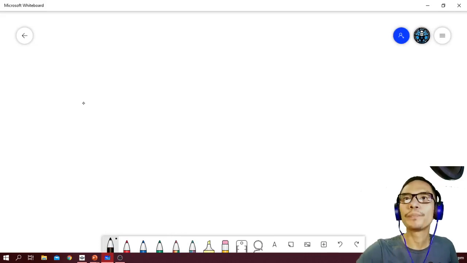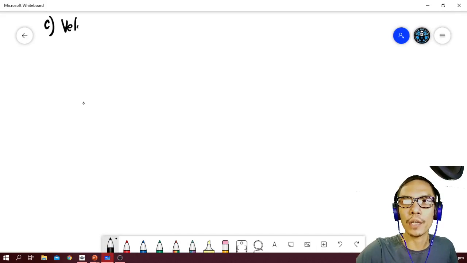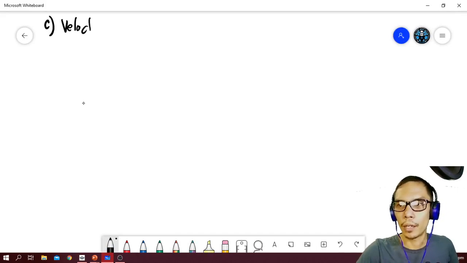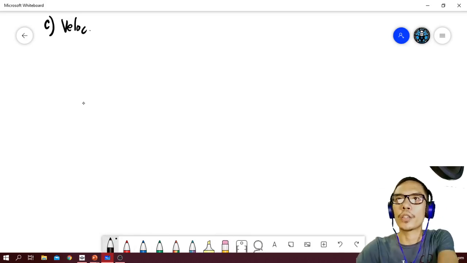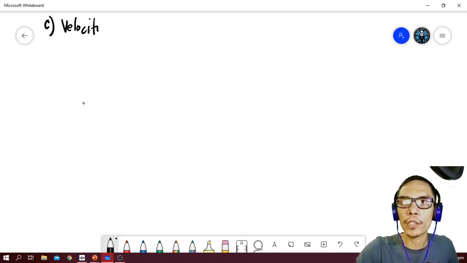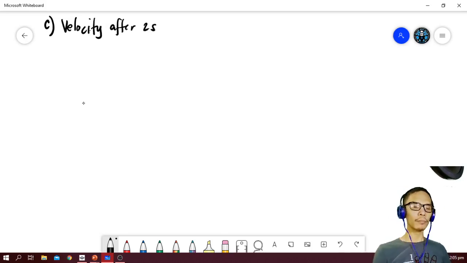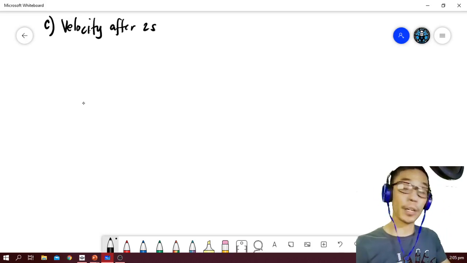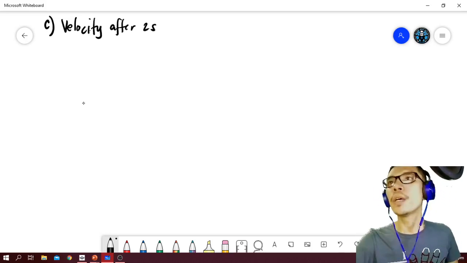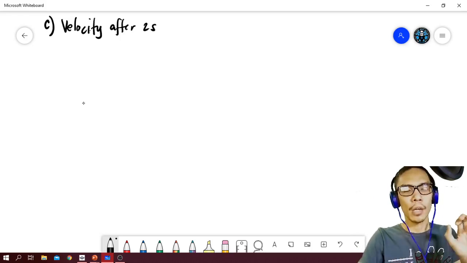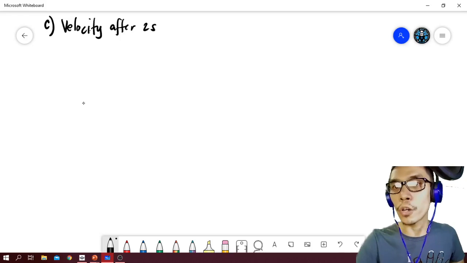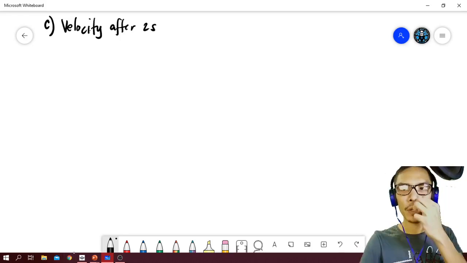On letter C, we are asked to compute the velocity after 2 seconds. What is the velocity after 2 seconds? Since we are talking about velocity, it has a certain direction, so in this computation the direction is also included. This is how it looks like.